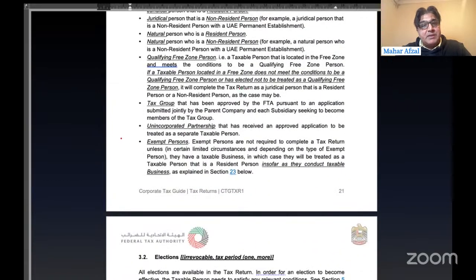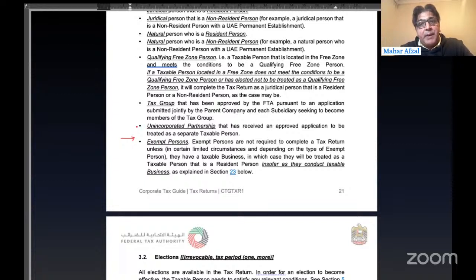Here, exempt persons, if they are conducting any commercial activity, will be liable to submit the return as well. By default, some exempt persons are exempt from corporate tax. Some are exempt, but they need to register and apply for exemption. A government entity or government-controlled entity is by default exempt, but if they are doing any commercial activity, they will be liable to submit the return. This is the reason they have included exempt persons here as well.